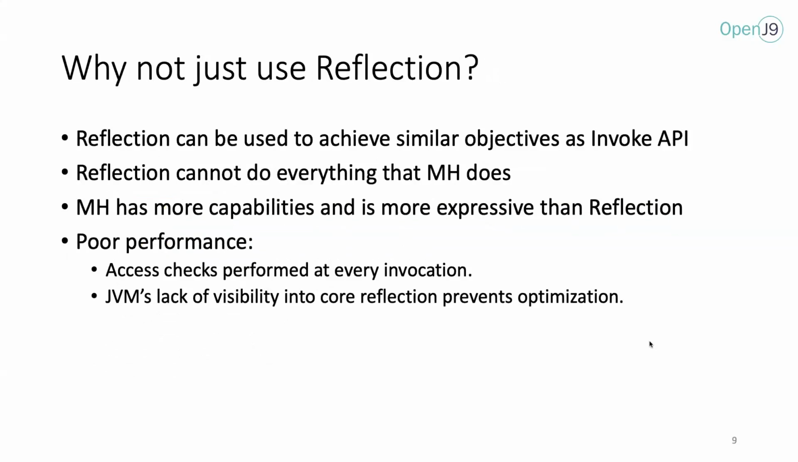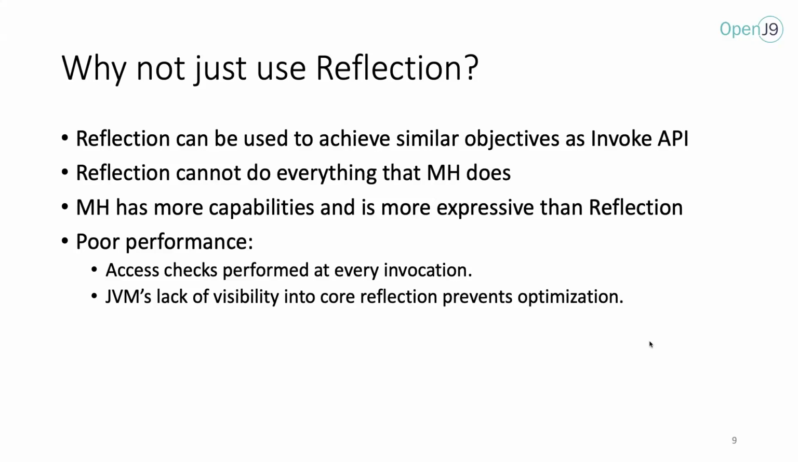So if you are familiar with what MethodHandles can do, then you might wonder, why don't we just use reflection? Reflection can do many of the things that the invoke API can do, but there are some functional limitations. The MethodHandle API is just a lot more capable than reflection, and furthermore, reflection suffers from poor performance, and there aren't much opportunities to improve that due to various reasons.